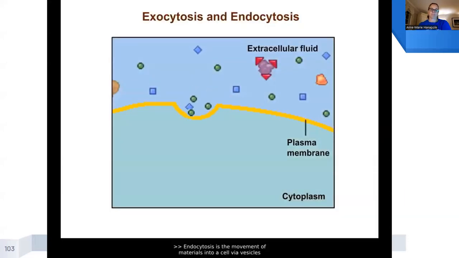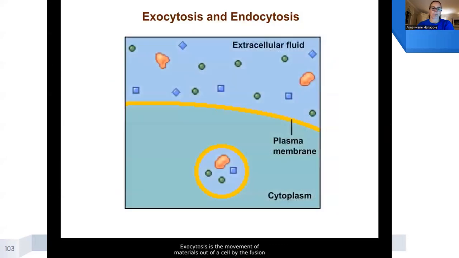Endocytosis is the movement of materials into a cell via vesicles that form from the plasma membrane. Exocytosis is the movement of materials out of a cell.